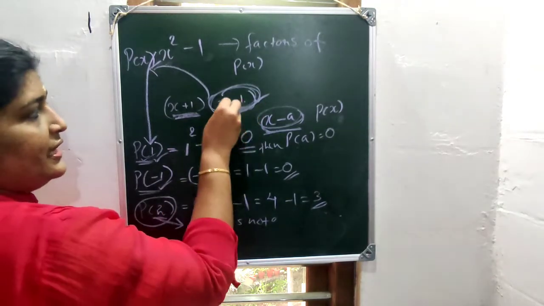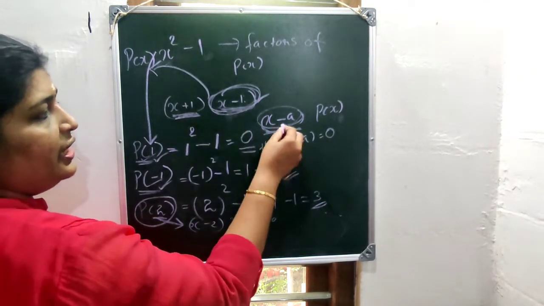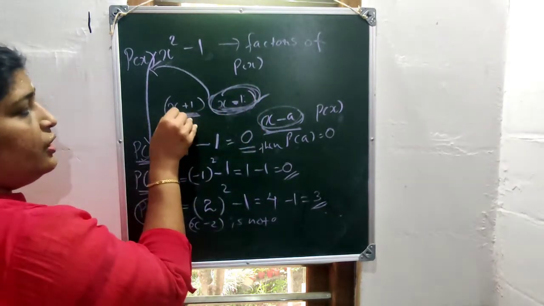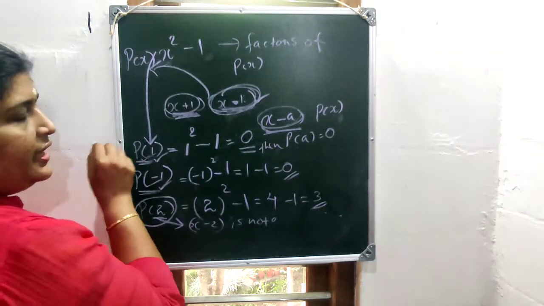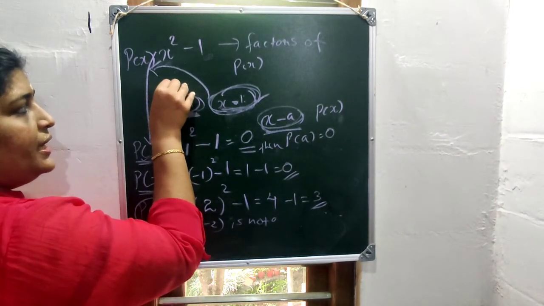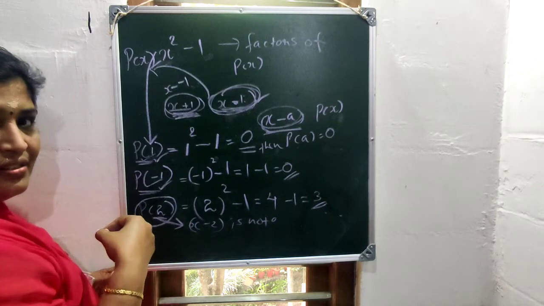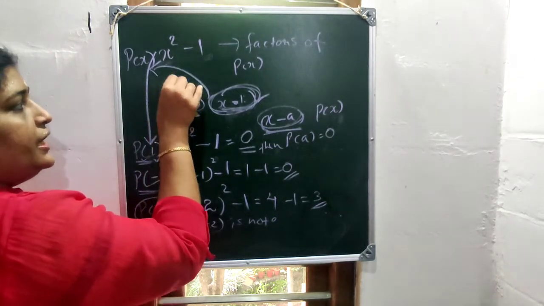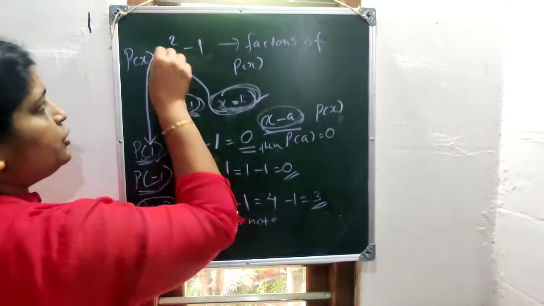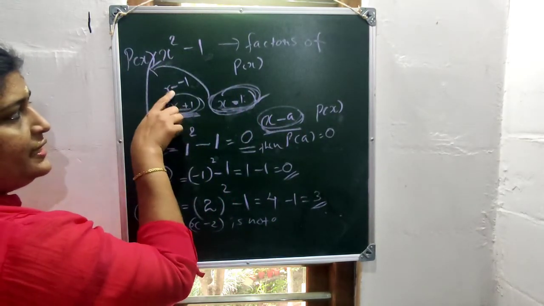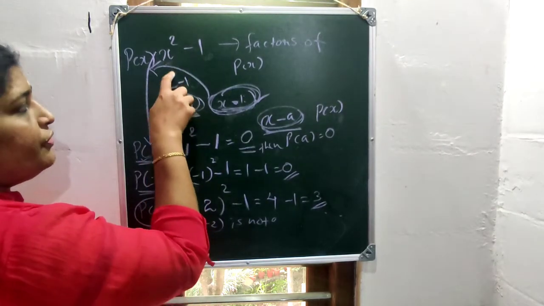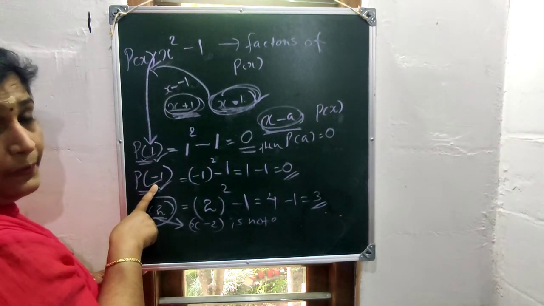Here we write this x minus 1. Then what about x plus 1? We can write this x plus 1 as x minus negative 1. Right? So here we have x minus negative 1 is a factor. Similarly, p of negative 1 is also equal to 0.